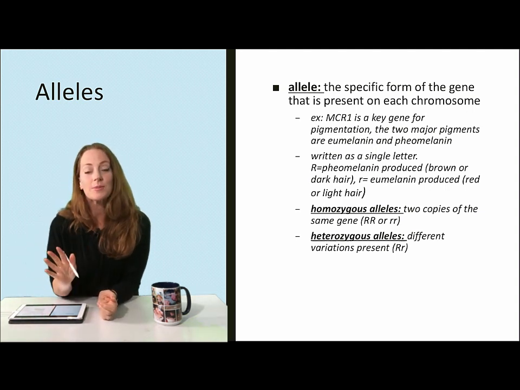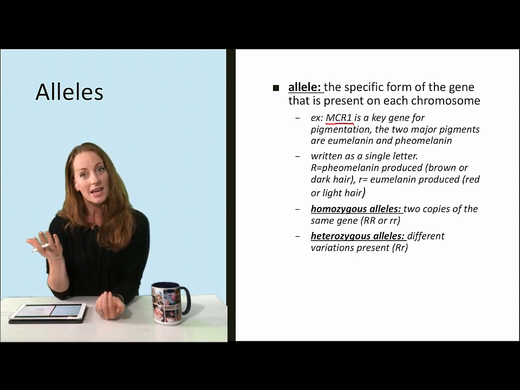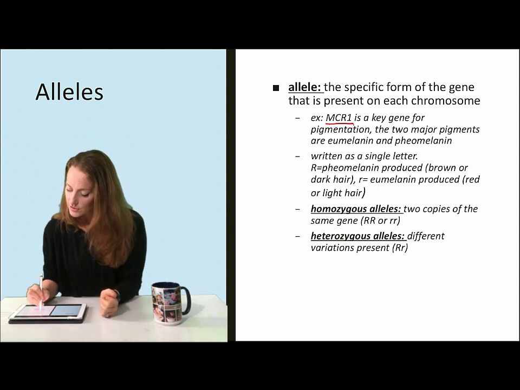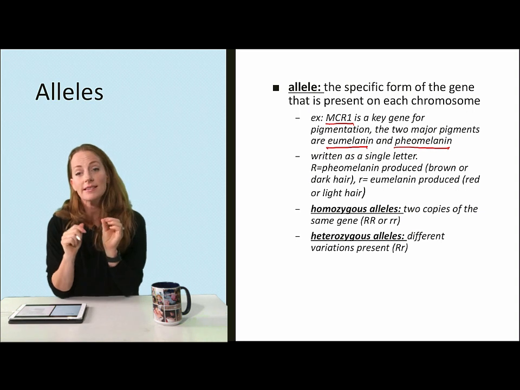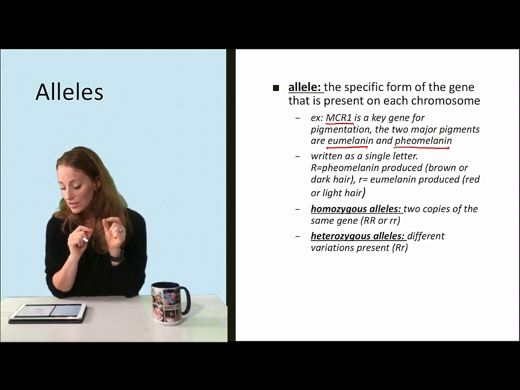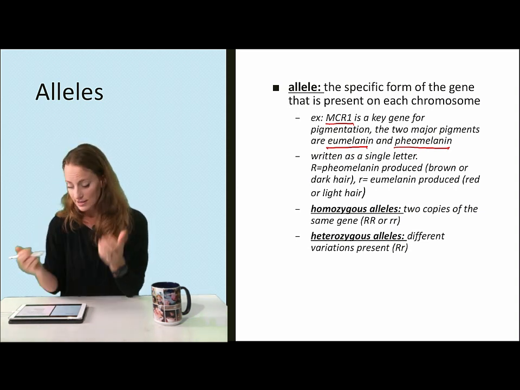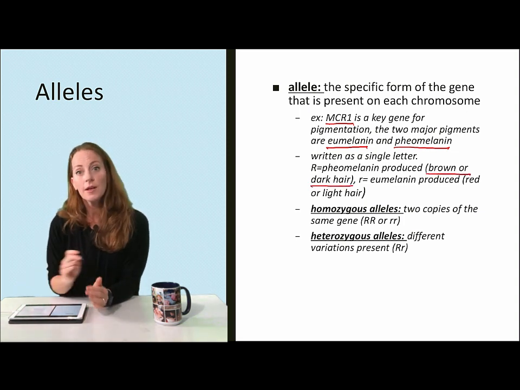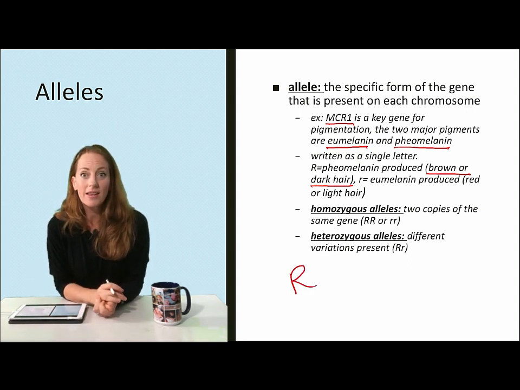So let's get a little more specific. As I said, MC1R is a key gene for pigmentation. There's two major forms of the MC1R gene. There's eumelanin and pheomelanin, and we write those as a single letter. We write a capital R for a dominant trait, or the trait that will dominate if it's present, and that for hair color is brown or dark hair. So we write a capital R for eumelanin.